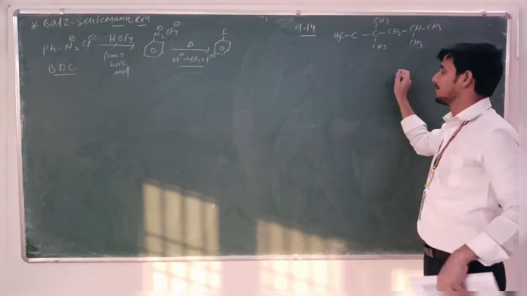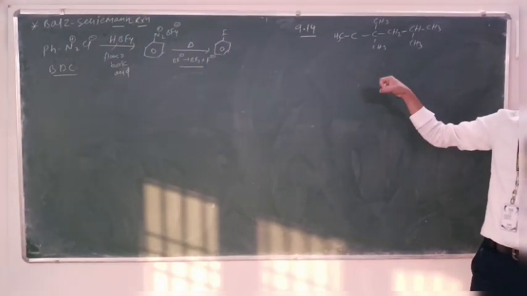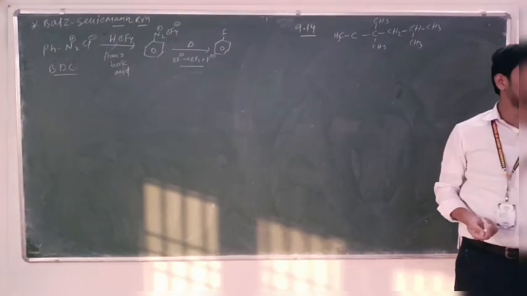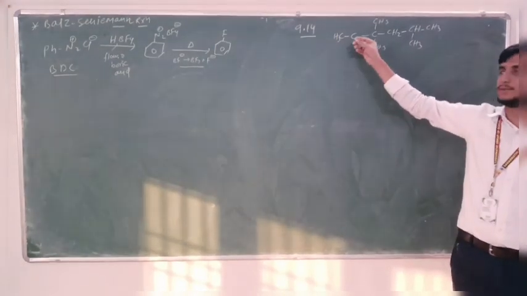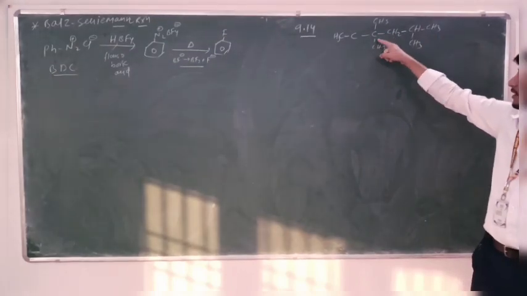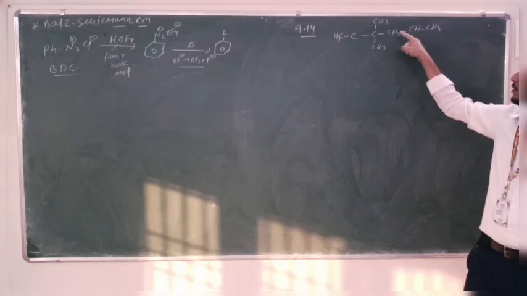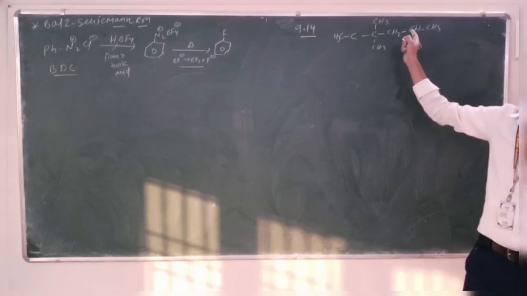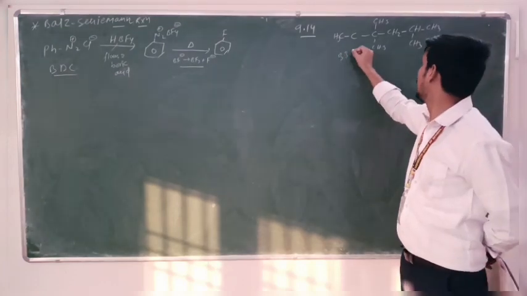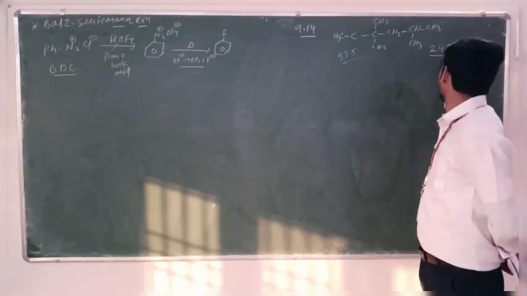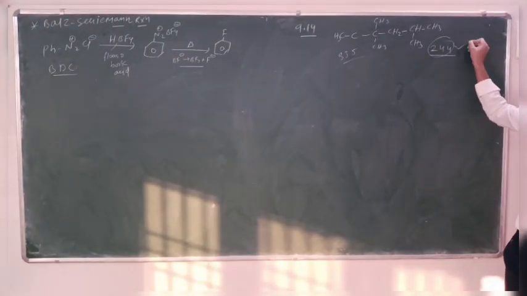Now give the answer. Will numbering start from left to right or right to left? Here we get the locants 3, 3, 3, 3, 5 and from this side 2, 4, 4. Which one is the lowest locant set, 3, 3, 5 or 2, 4, 4? 2, 4, 4. So numbering will start from this side.